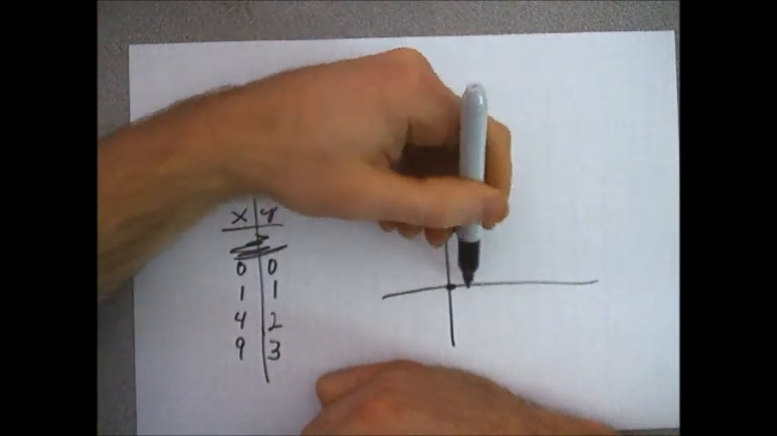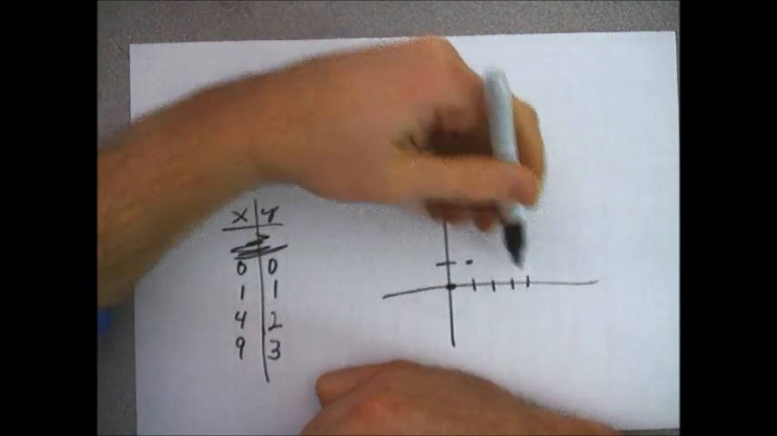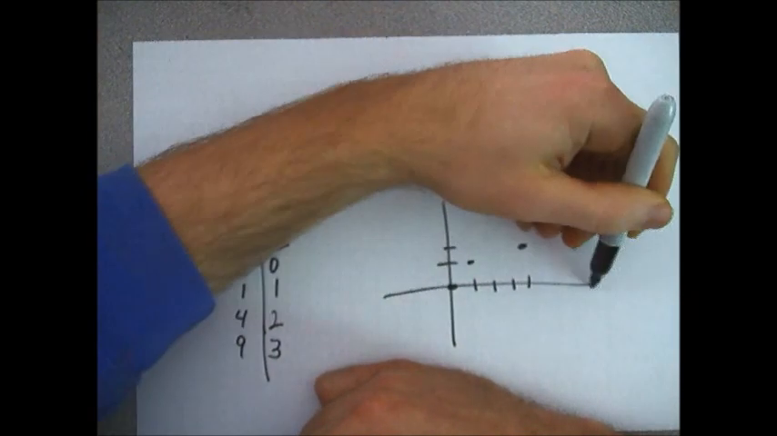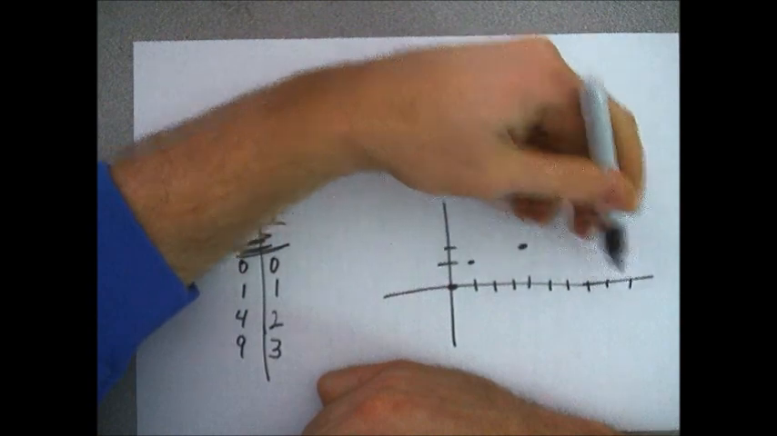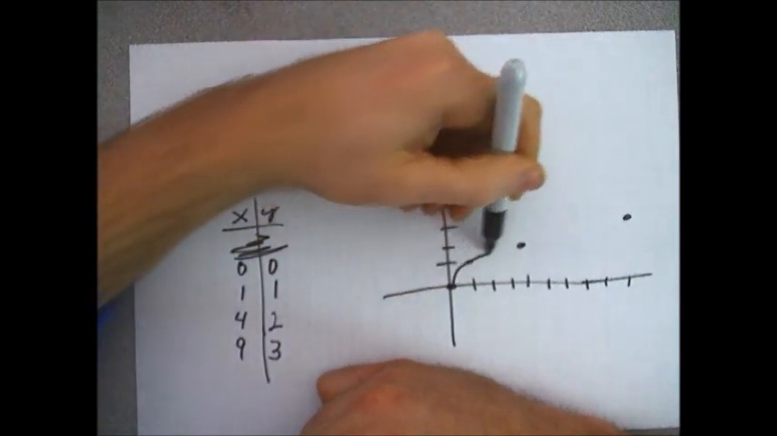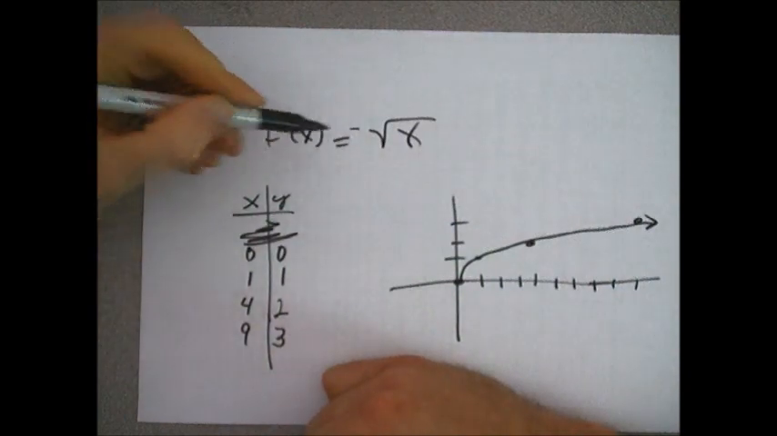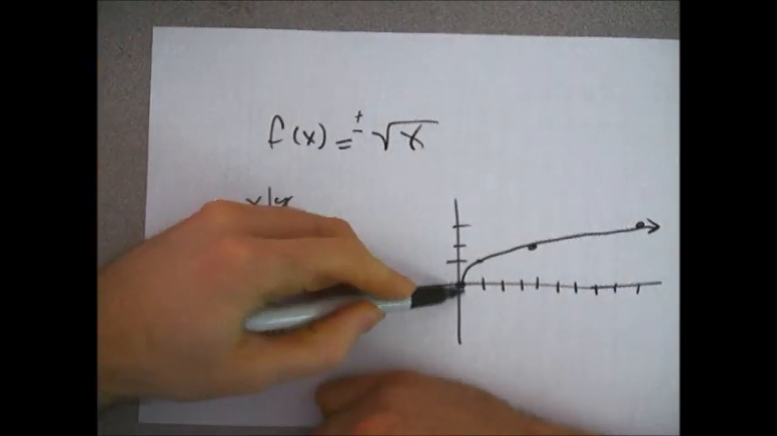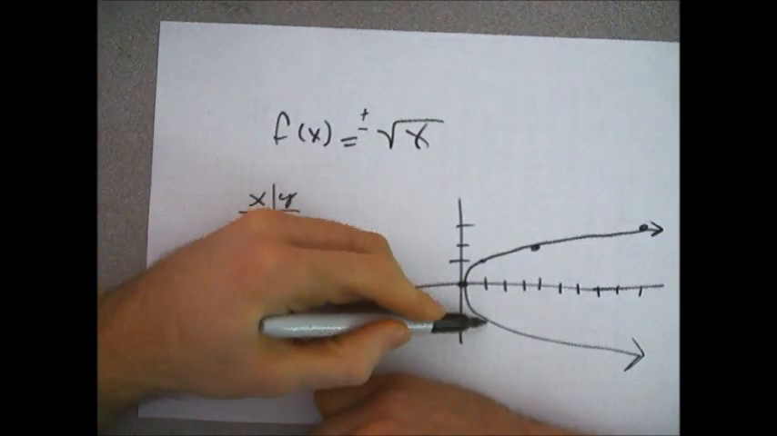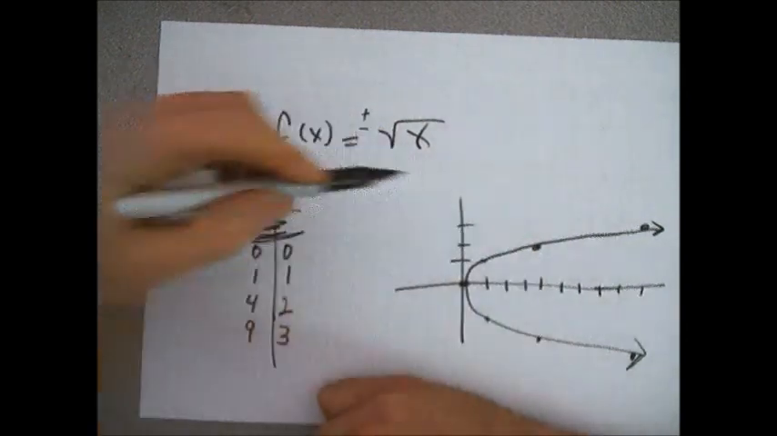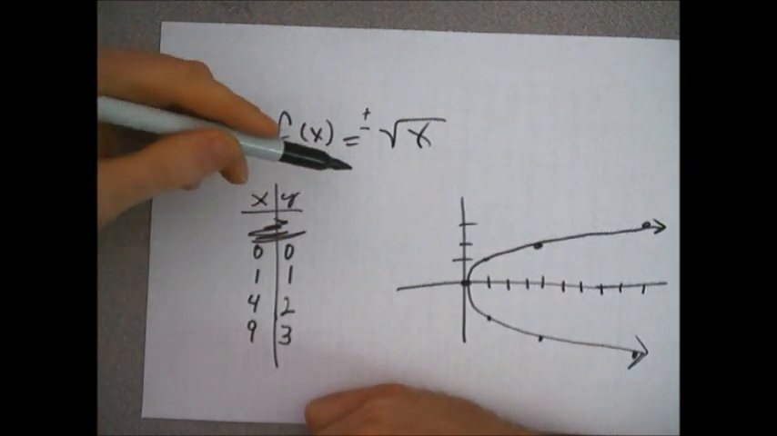0, 0, 1, 1, 4, 2. Go all the way down here, 5, 6, 7, 8, 9, 3, and then you get an idea that the graph looks like that. That's the plus side. If I was to do the negative of this, so plus or minus, it means you just take these values and mirror them. So you'd have 1, 2, and 3, and this would be plus or minus the square root of x.